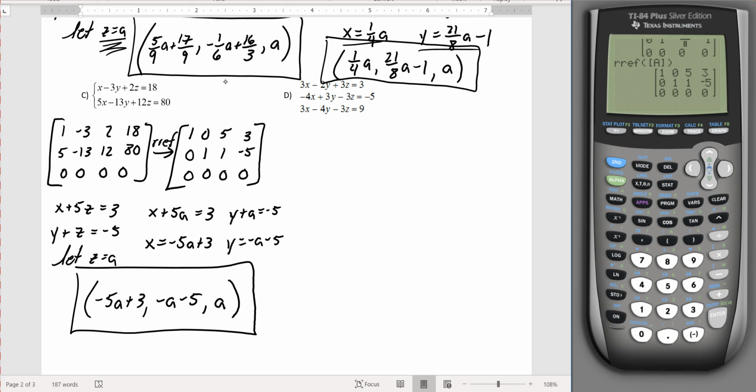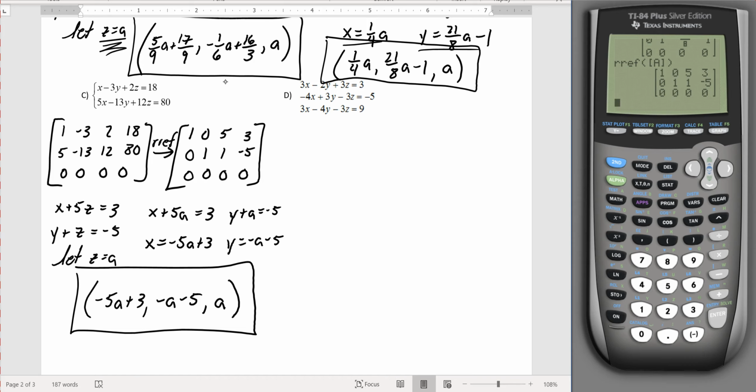There's my set of infinite solutions. So what this is saying is a can be any number, y is going to be the opposite of that number, -5, x is going to be -5 times that number, and then plus 3. Alright, let's do one more together.